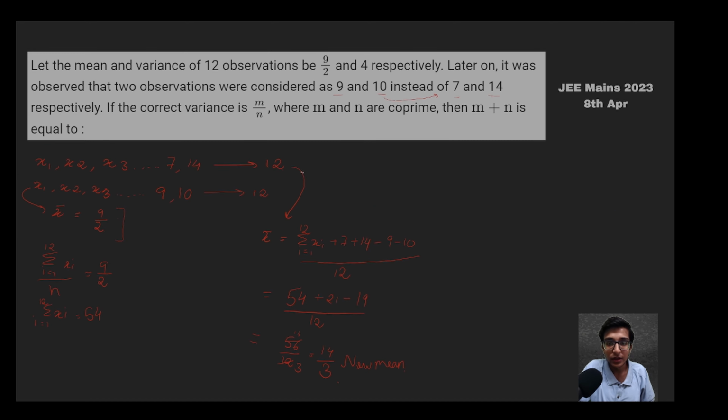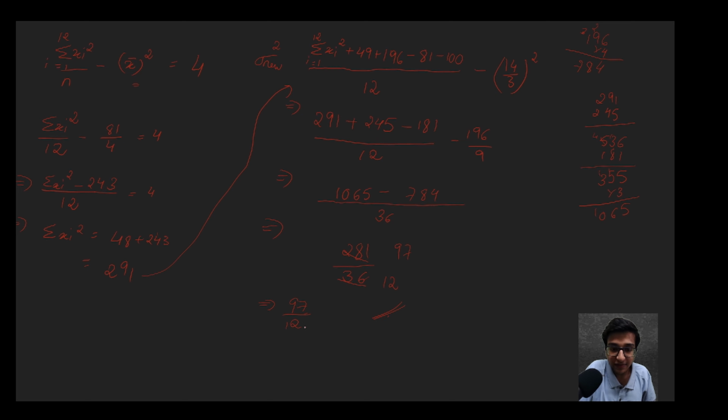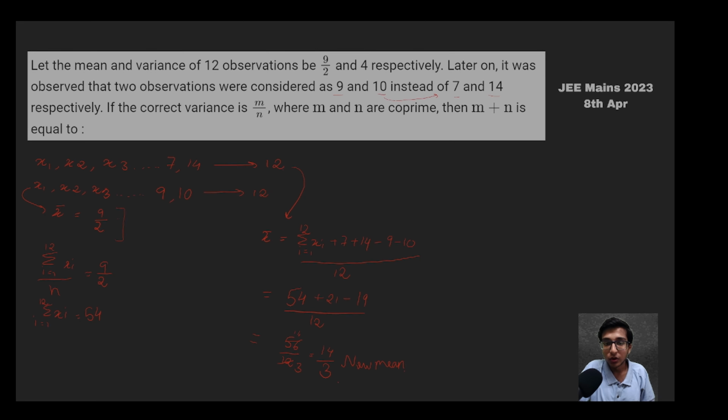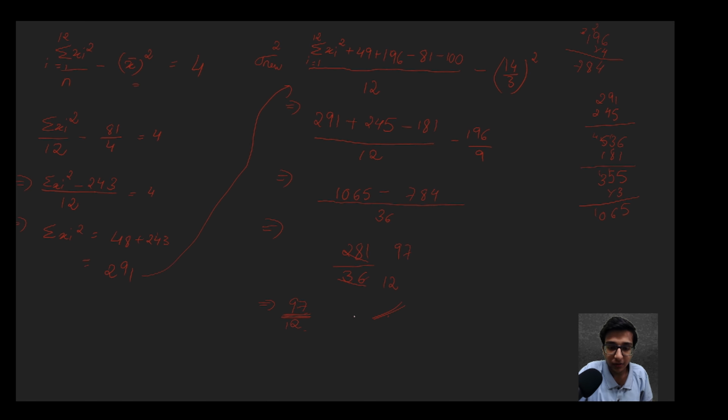What was asked to us in the question? The question asked was if the correct variance is m by n, where m and n are co-prime. So we can see that 97 and 12, both these are co-prime numbers. That means the common factor between these two numbers is just 1. So m and n are co-prime and m plus n is equal to 97 plus 12, and this would give us 109 to be our answer.